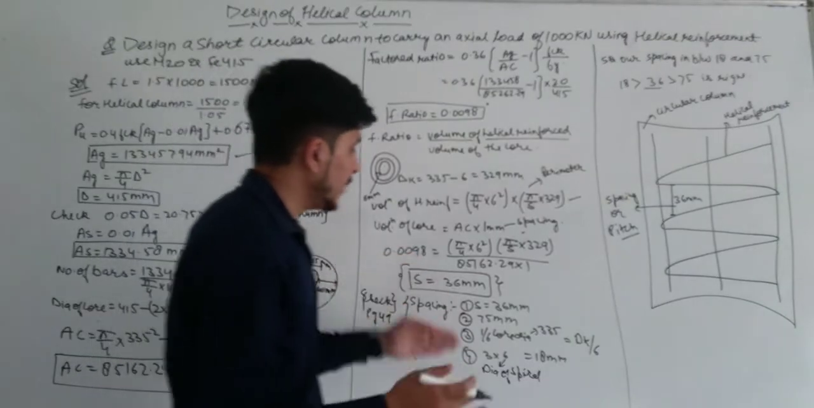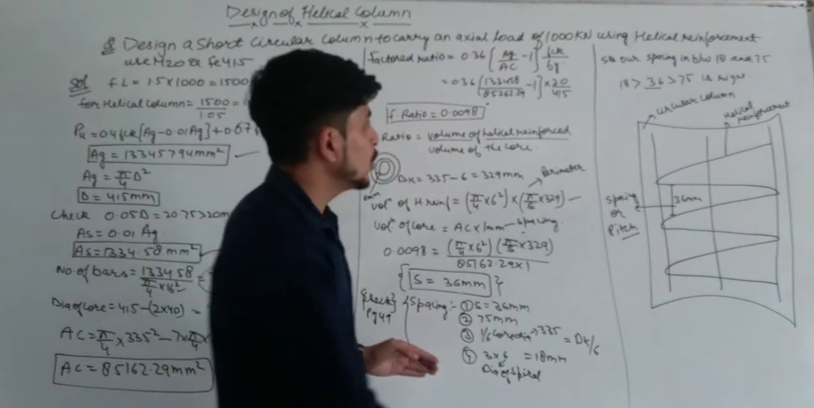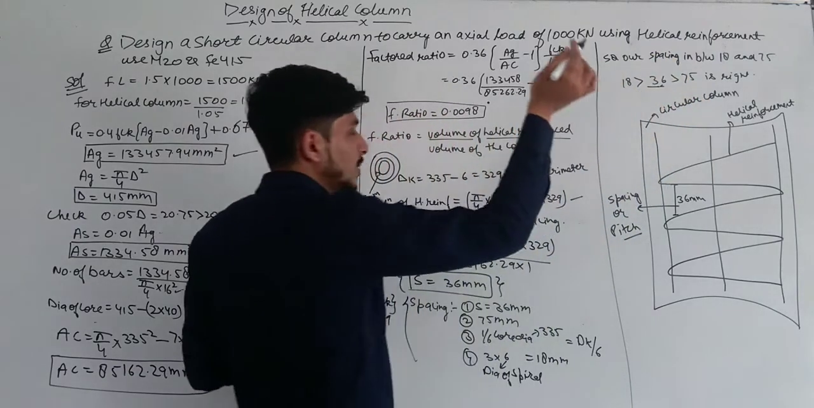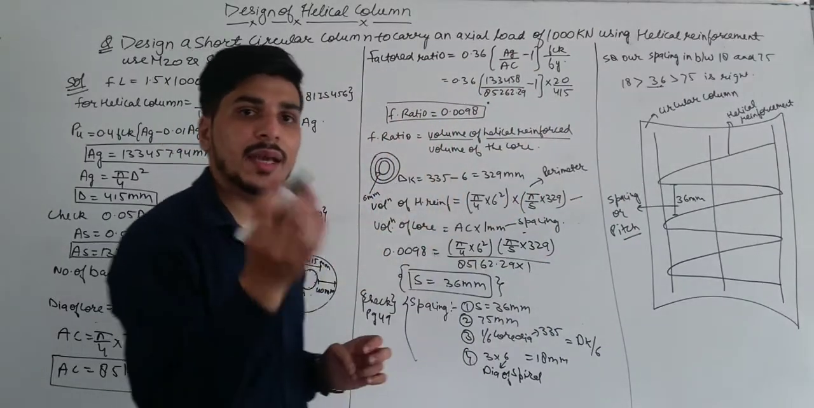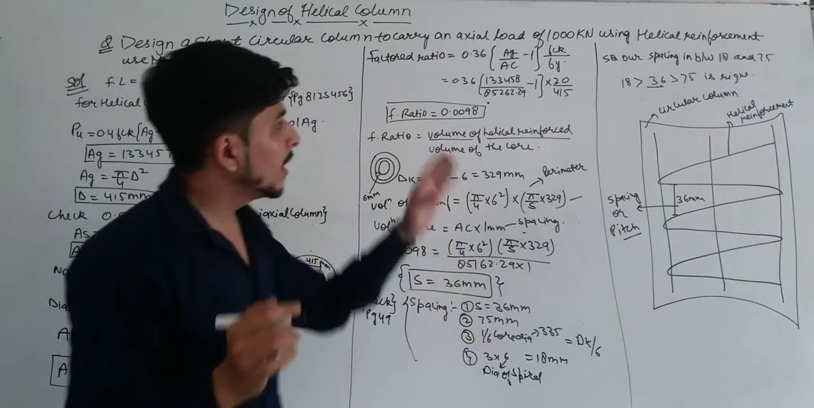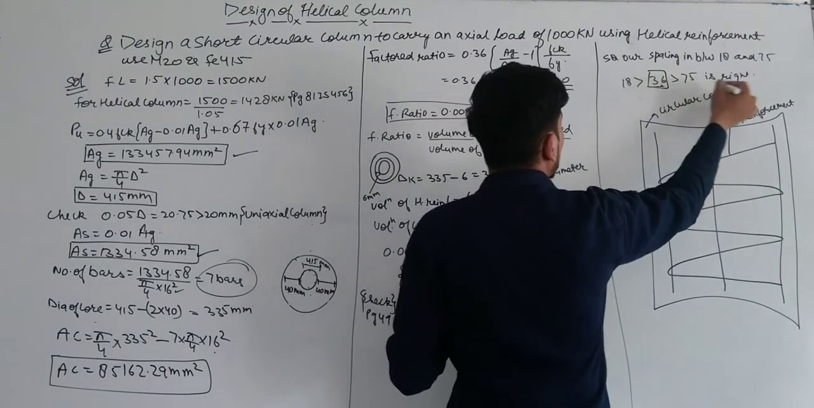Now we have to take the value between 18 and 75. Our value is 36, which means it is correct, because the value is greater than 18 and less than 75. So our value is right.